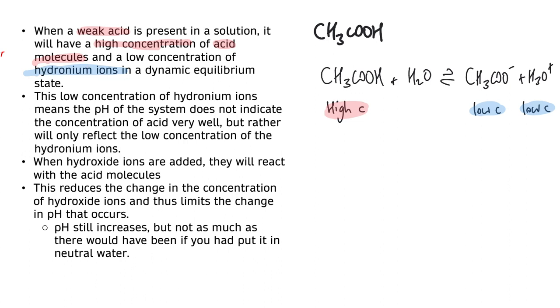This low concentration of hydronium ions means that the pH of the system does not indicate the concentration of an acid very well. And when I say acid, I mean acid molecules. You can have a ton of these, but your pH won't really show that, because it's only showing this concentration here. It will reflect the low concentration of hydronium ions.